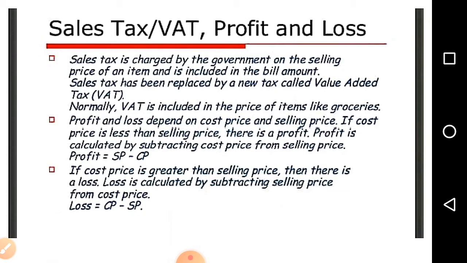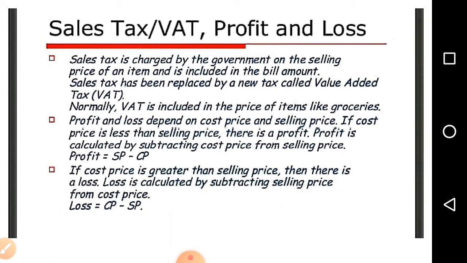Sales tax has been replaced by a new tax called value added tax. Now this word is being used, VAT. Normally VAT is included in the price of items like groceries. Profit and loss depend on cost price and selling price. If cost price is less than selling price, then there is a profit. Profit is calculated by subtracting cost price from selling price.